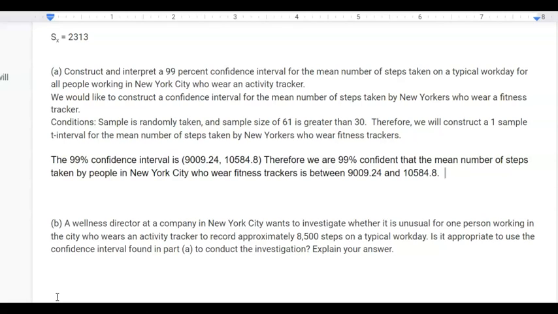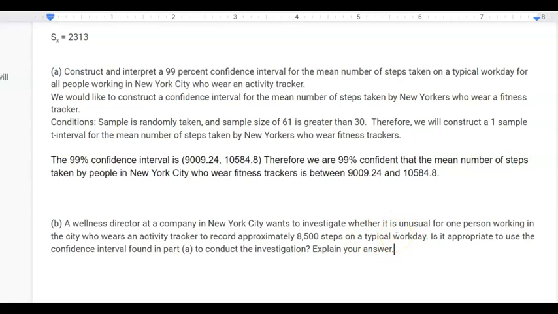However, that's not what this question is asking. This is asking about one particular individual, one person working in New York City, and it's not really fair to compare one person to an average, right? So the short answer is no, it's not appropriate because it is not appropriate to compare one individual measurement to a confidence interval of means. But if you weren't paying attention, you would just go ahead and say, yes, it's appropriate, and they are below the interval, so it is odd.